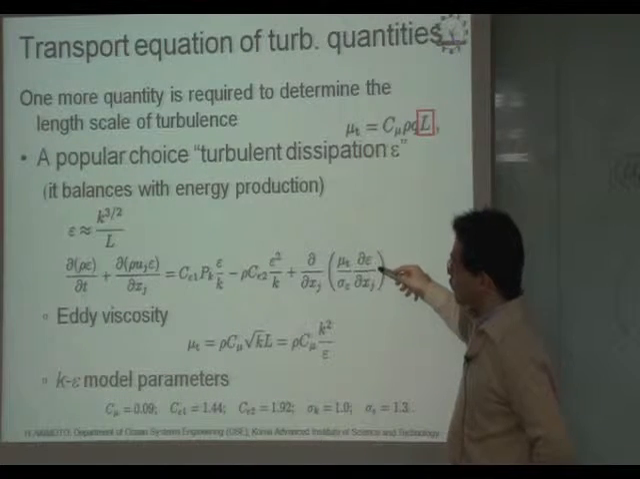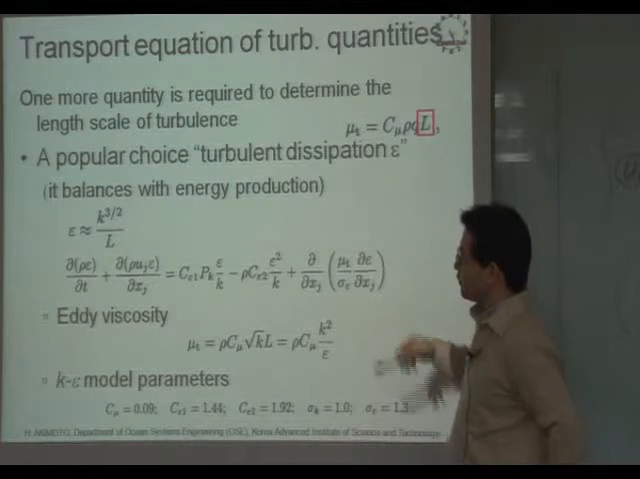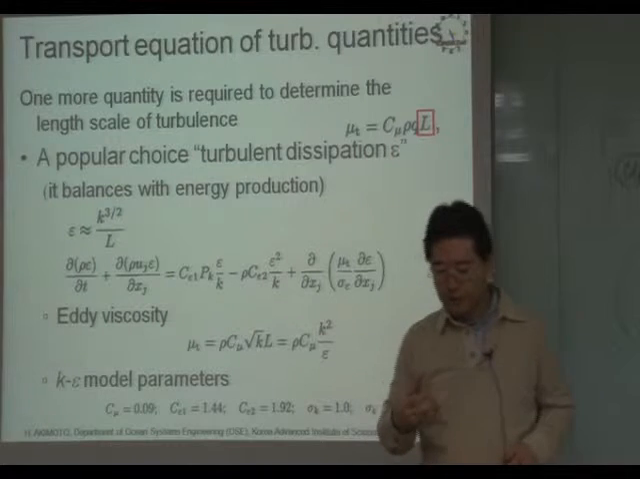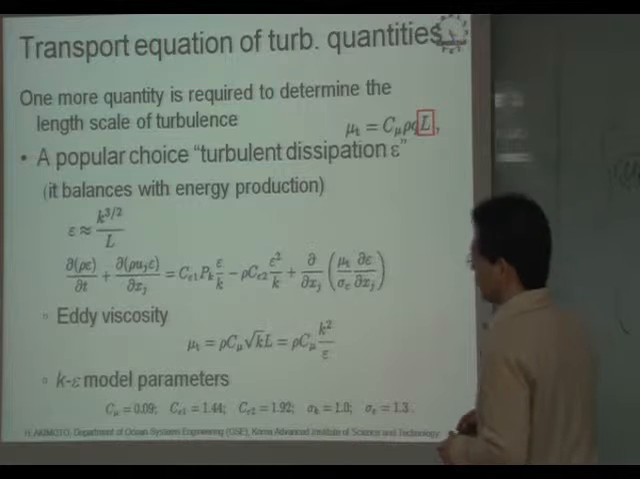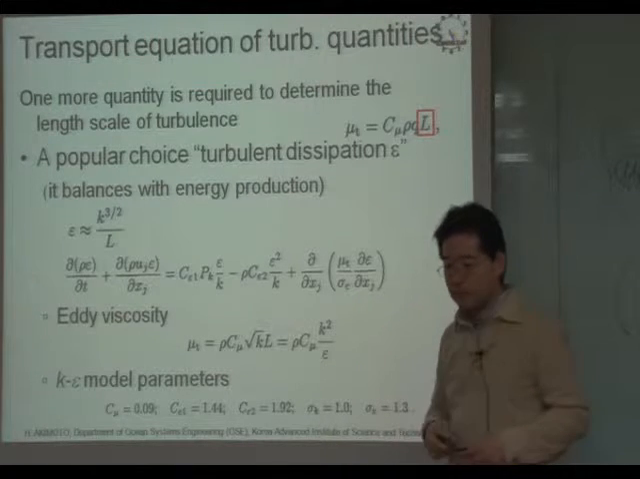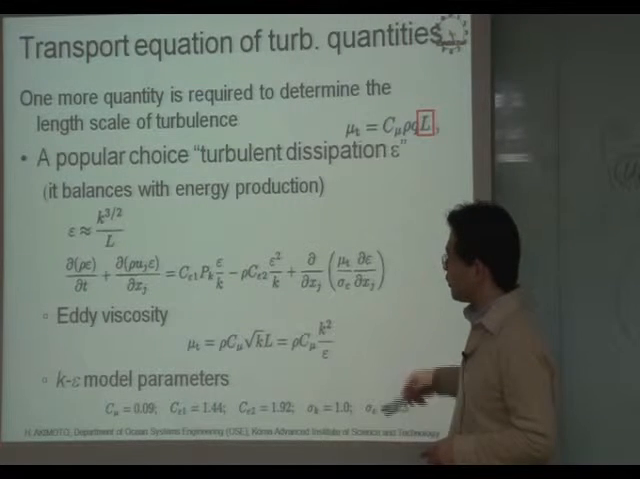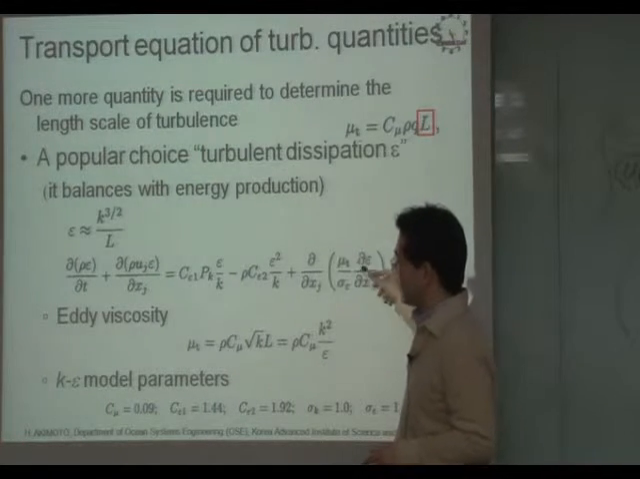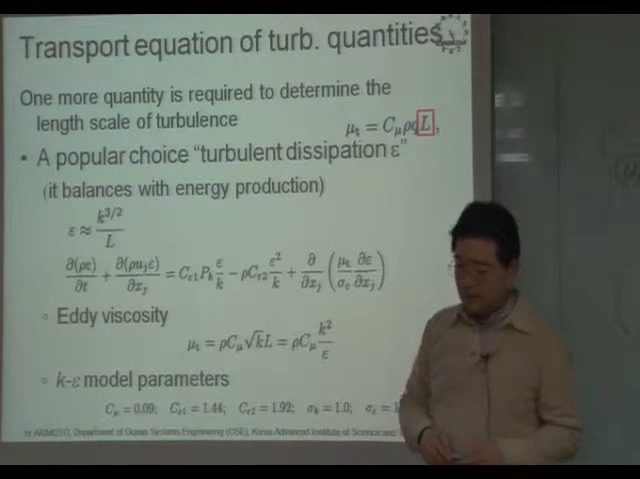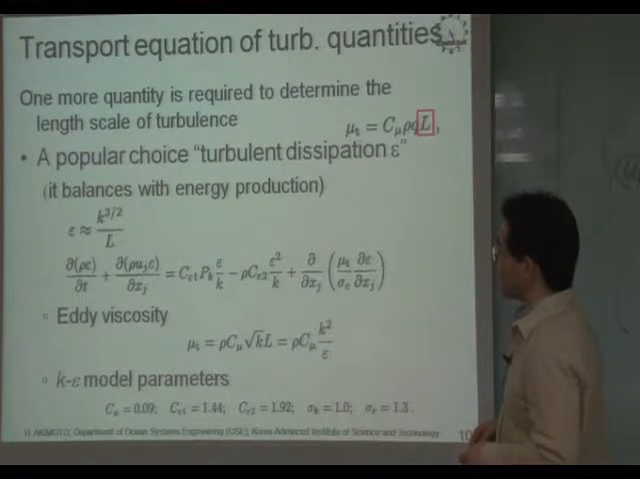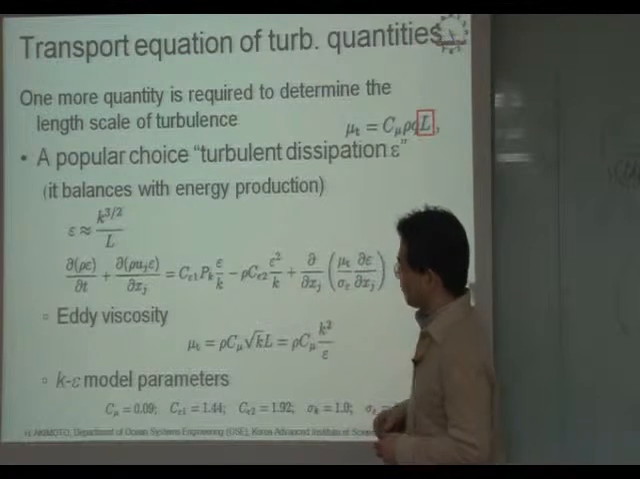However, the equation of dissipation is more difficult than the derivation of the previous equation of k. So the textbook of Versteeg also said it is better to consider this one as a model, not a direct derivation from the Navier-Stokes equation, because it has many assumptions already.